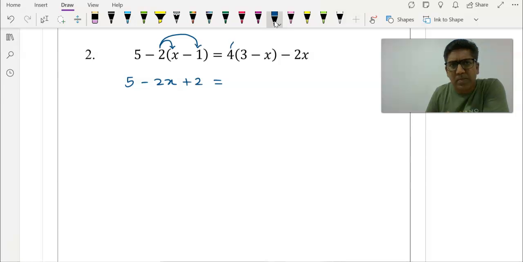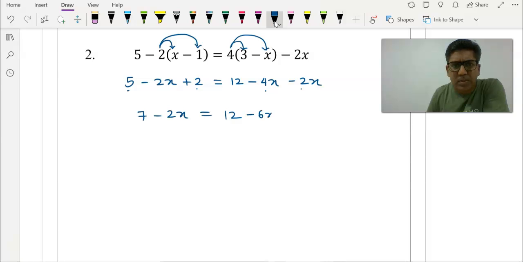On the right hand side, multiply the bracket with 4. 4 times 3 is 12 and 4 times x will give me 4x. This negative 2x will be as it is. Now simplify the like terms on each side. So 5 plus 2 will give me 7, minus 2x equals 12 will be the same. Negative 4x, negative 2x will give me negative 6x.